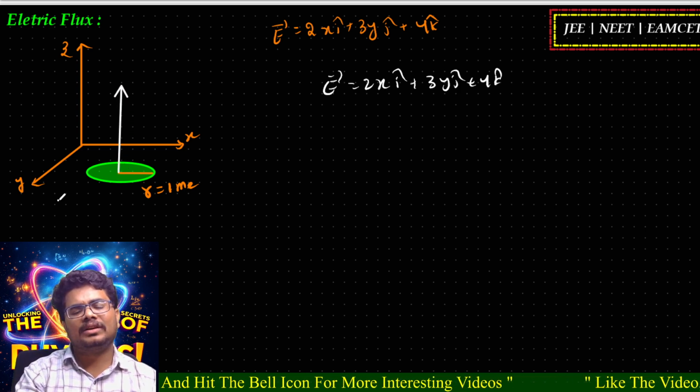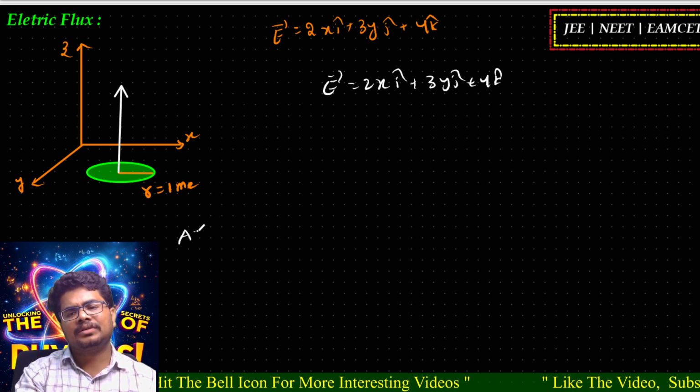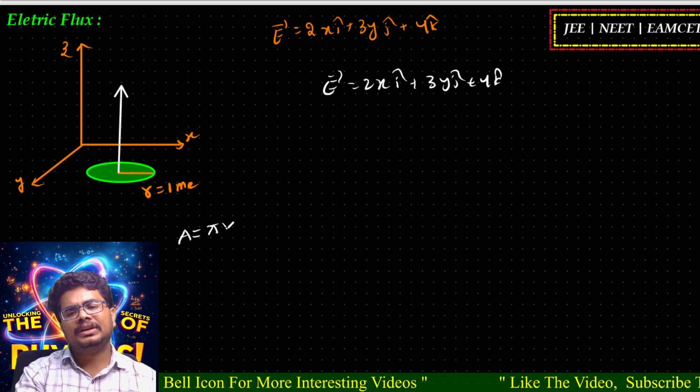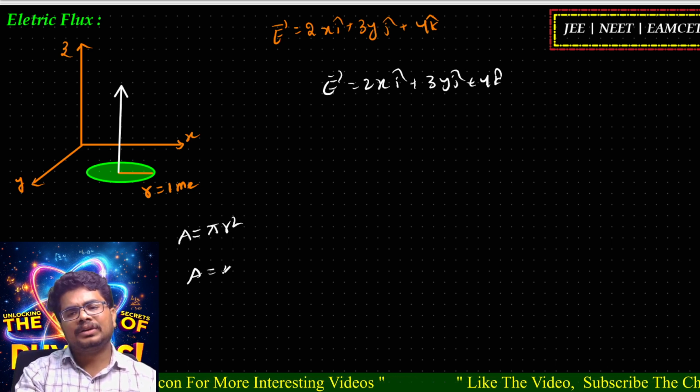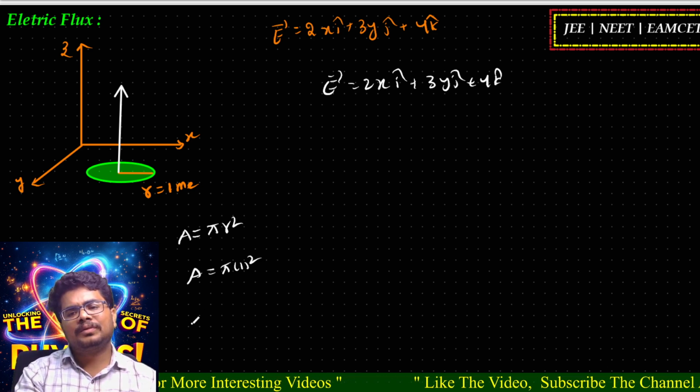Okay, the area direction is the outward z direction. How much is the area value? A equal to what do you get? Magnitude pi r square, sir. A equal to pi into 1 square is how much? A equals 1 only, right?